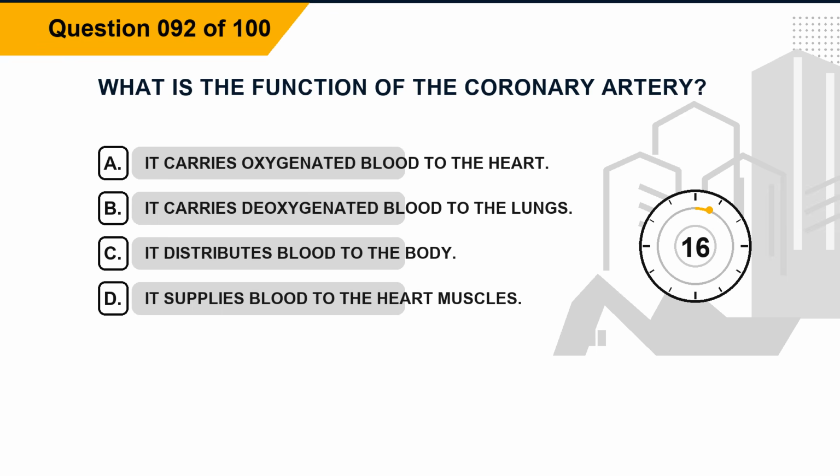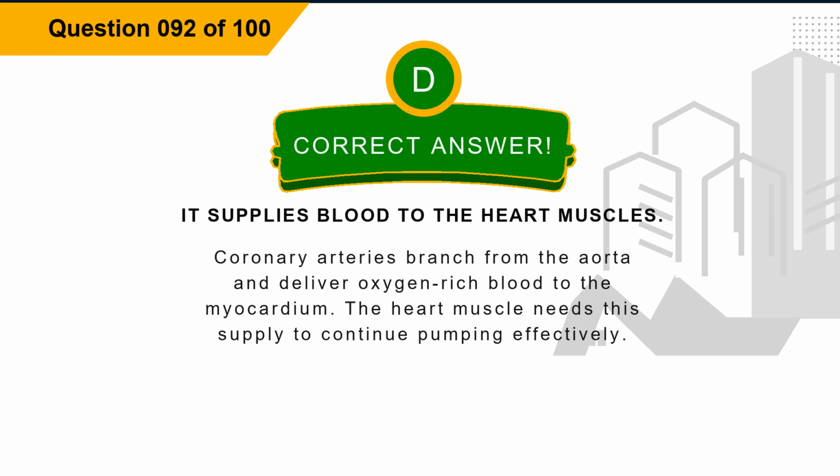Question 92. What is the function of the coronary artery? Option A, it carries oxygenated blood to the heart. Option B, it carries deoxygenated blood to the lungs. Option C, it distributes blood to the body. Option D, it supplies blood to the heart muscles. The correct answer is option D, it supplies blood to the heart muscles. Explanation. Coronary arteries branch from the aorta and deliver oxygen-rich blood to the myocardium. The heart muscle needs this supply to continue pumping effectively.